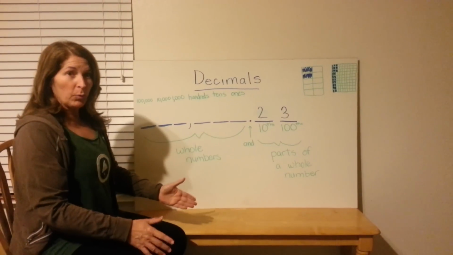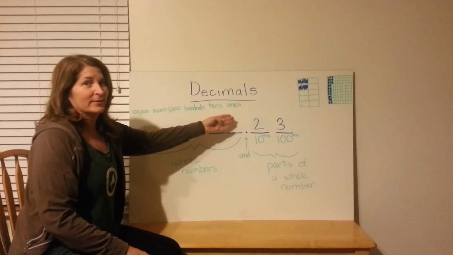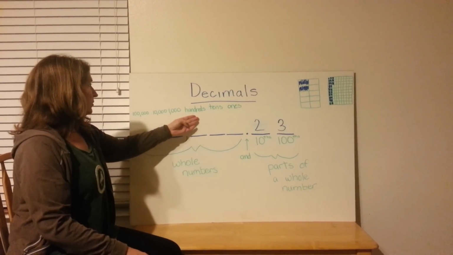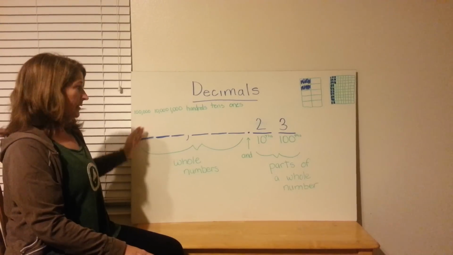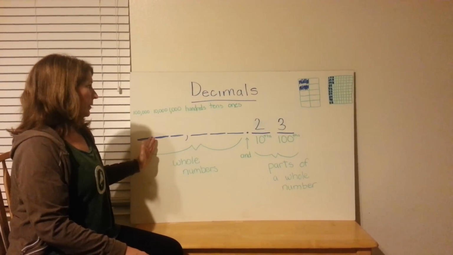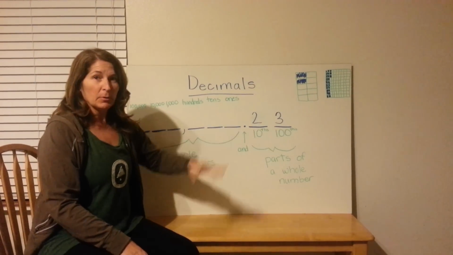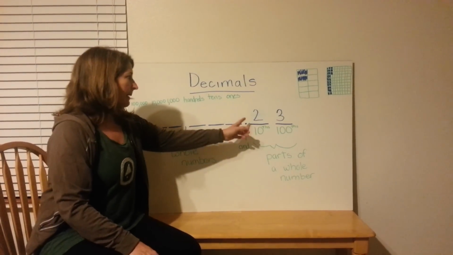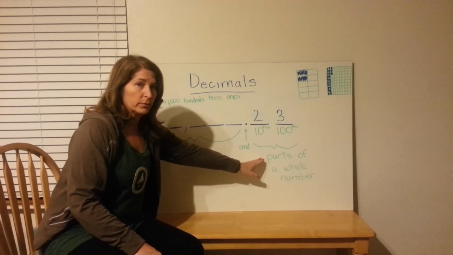Now this is something that we already know. We already know our place value, our ones, our tens, hundreds, thousands, 10,000s, and 100,000s. These are all considered whole numbers. Now the new thing is the decimals we have to learn. For example, a decimal is a part of a whole number.